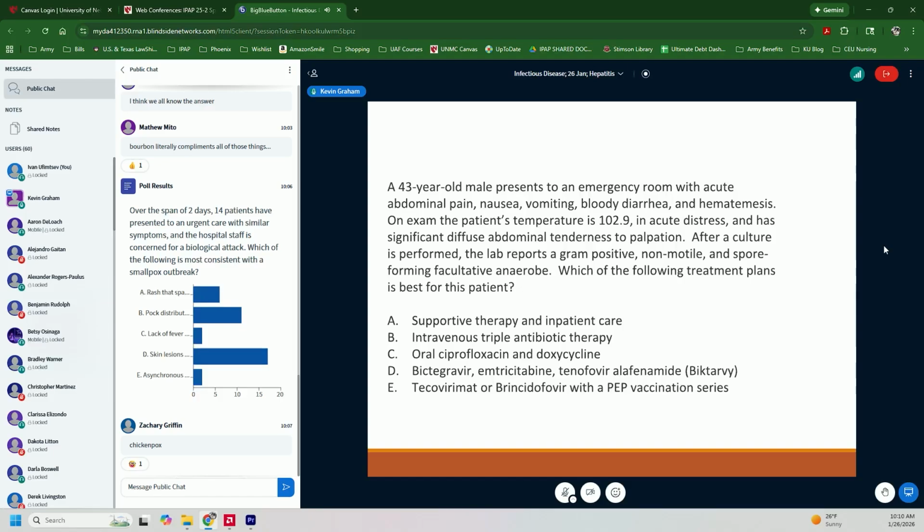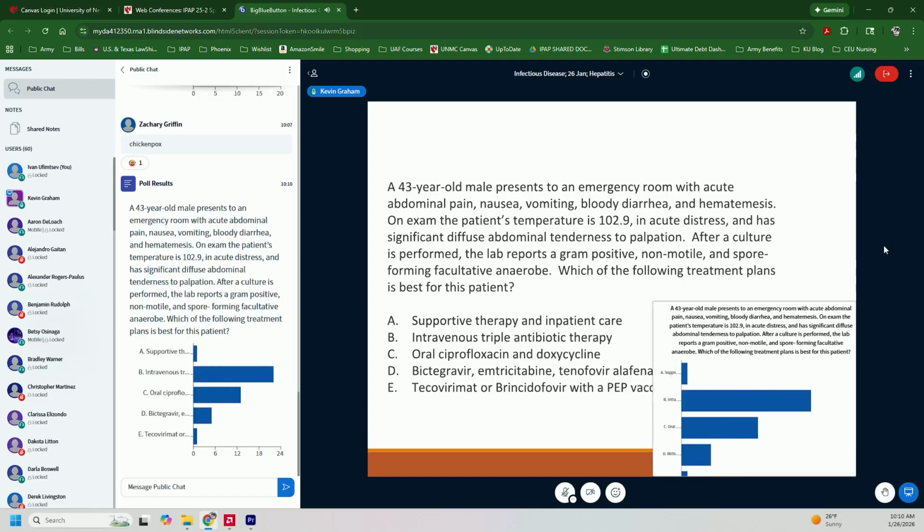All right, we can talk about this one here. Published results. Again, one answer teased a lot, or all answers teased everybody at least a little bit. And overall, the correct answer selected was B, intravenous triple antibiotic therapy. All right, so let's talk about this first. This is an example of a second or third order question, depending on how you look at it.